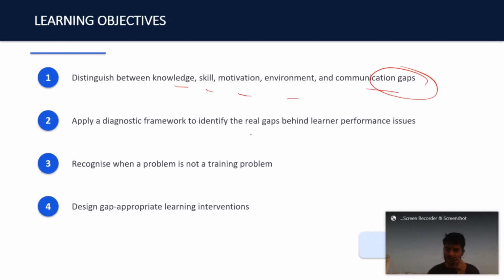We will identify what the real gap is and what the performance issue is. We will also understand that sometimes it is not about the training. We can't solve the learner's issue or fulfill the gap by training alone, because training is not a solution at all in some cases. We will explain those cases, and design gap-appropriate learning. When we identify the gap and know that training is the solution, how to align our content to fulfill that gap will be covered today.